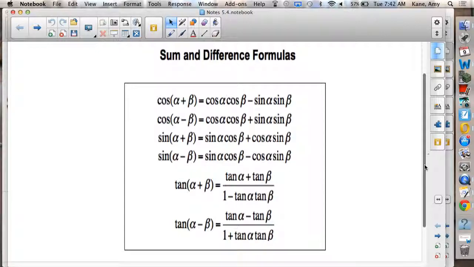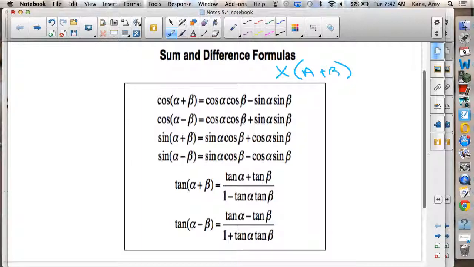The thing to notice is that you're not just simply distributing. So this isn't the distributive property like it would be in algebra. It's not like you have an x outside and you're distributing it through an a and a b, because this is a trig function, and it's not a variable. So we're not simply just distributing.